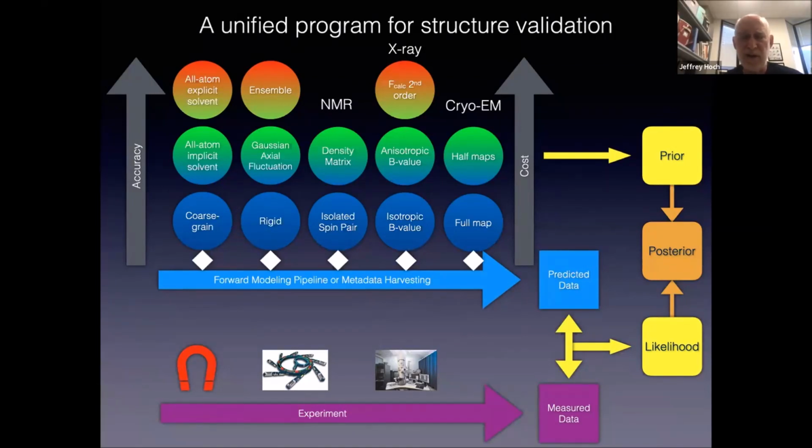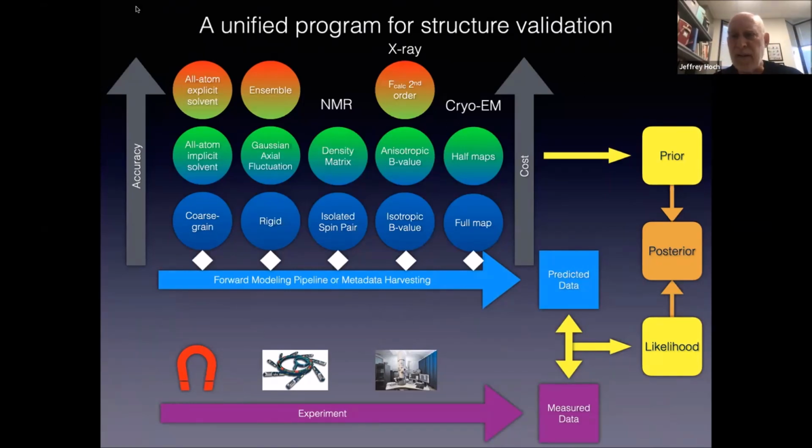If you're calculating structure factors for X-ray data, are you using isotropic B values or anisotropic, or a more accurate second order expression for F-calc beyond the scattered wave approximation? In cryo-EM, are you using a full map or half map? This isn't meant to be exhaustive, but just to give you an idea that this kind of approach could be adjusted for the level of detail and accuracy of the forward modeling pipeline that you're using.